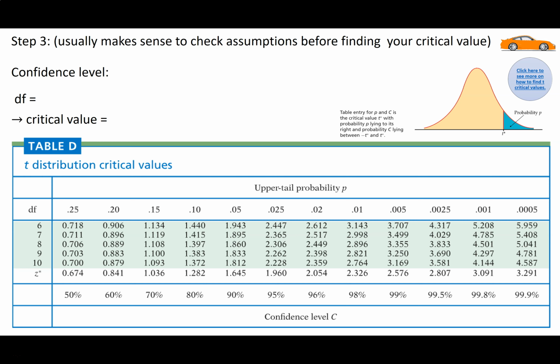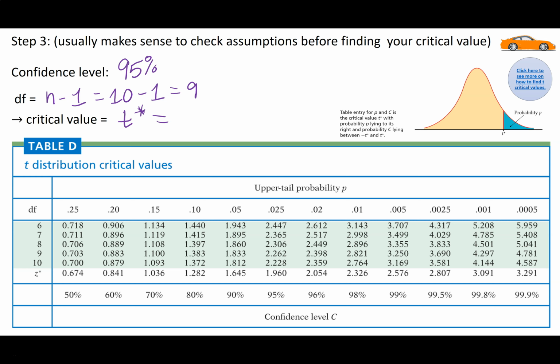So step 3. Usually I like to go ahead and check my assumptions before I start doing anything, but absolutely do step 3 first. So the confidence level is 95%. And the degrees of freedom, we said, is the sample size minus 1, so 10 minus 1, that's 9. So my critical value: because I meet the conditions for t procedures, I'm going to use a t-star critical value. Last week we were using a z-star critical value. So I'm going to show you all how we'll find it.